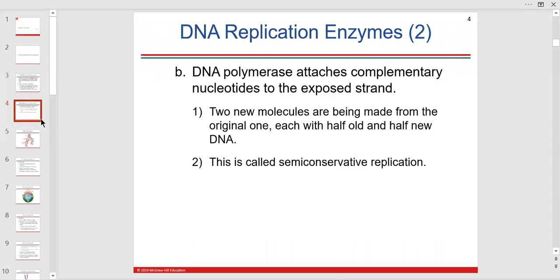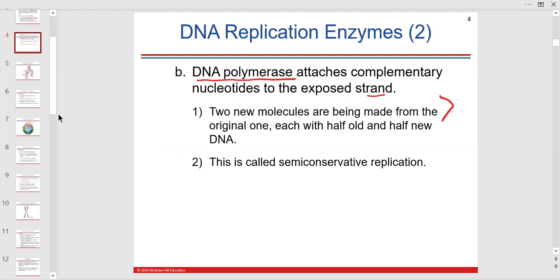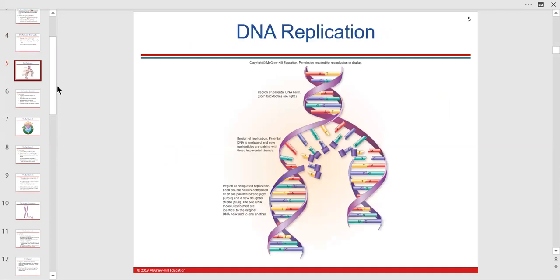DNA is ATCG. So here's one of the enzymes. It's called DNA polymerase. And that attaches the ATCG, right? So that's kind of exposing the strand. And then two new molecules are made. And I don't know how this part happens, but it takes energy. It takes a process. So it is a replication of DNA. Semi-conservative, if you will. So that's replicating itself, basically.